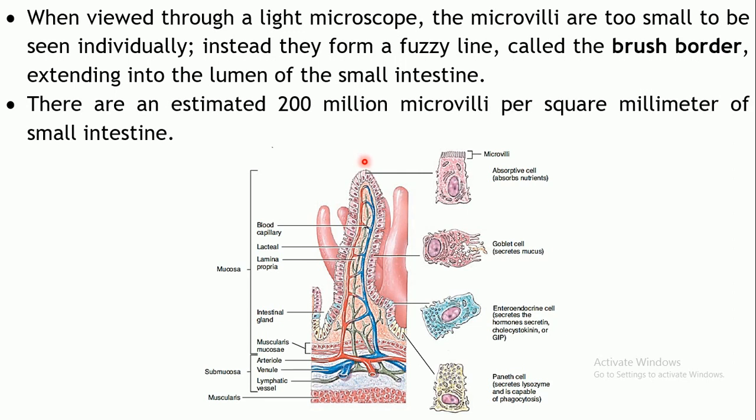The number of microvilli present is roughly 200 million microvilli per square millimeter. Villi, we had seen, are roughly 40 villi present per square millimeter. But here, 200 million microvilli are present per square millimeter. So you can imagine the amount of area increased by the presence of these microvilli for the absorption of the nutrients.